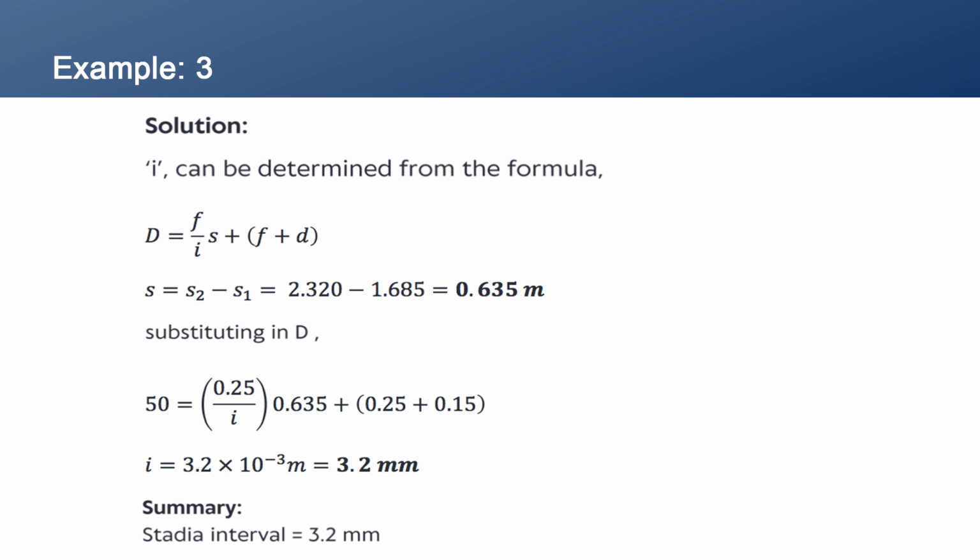Now, substituting this value in the capital D, 50 is equal to 0.25 by I into 0.635 plus 0.25 plus 0.15. Solving, we get I is equal to 3.2 into 10 power minus 3 meter, which is 3.2 mm. Summary here is the stadia interval I is 3.2 mm.